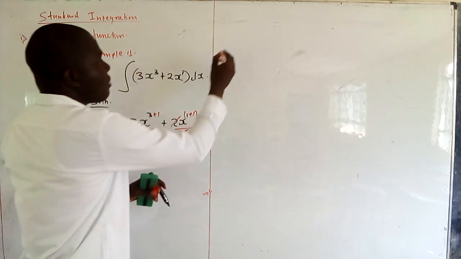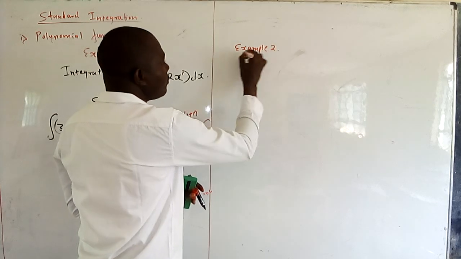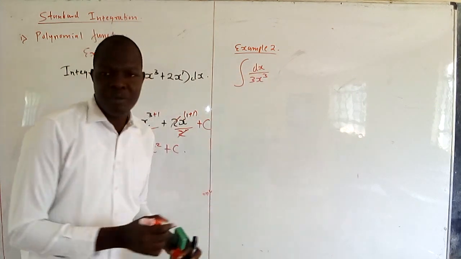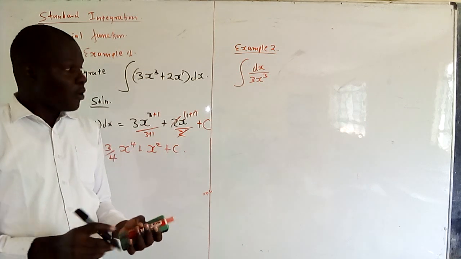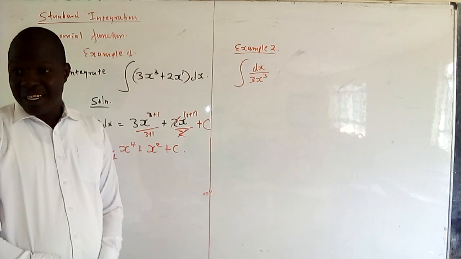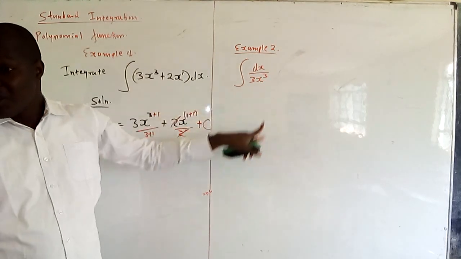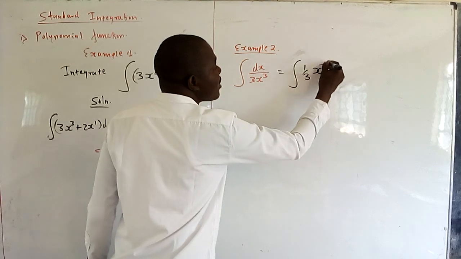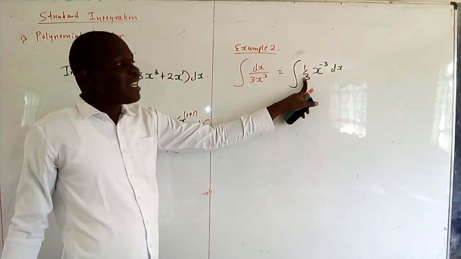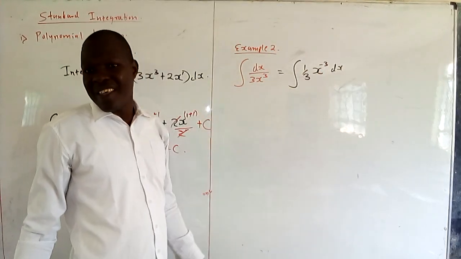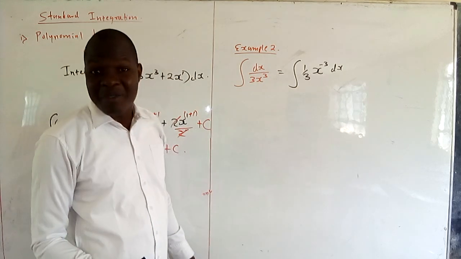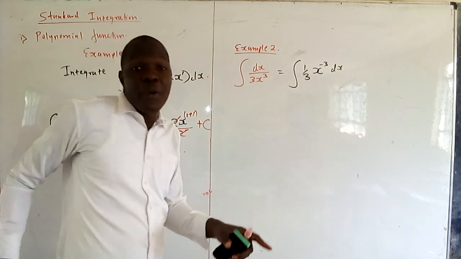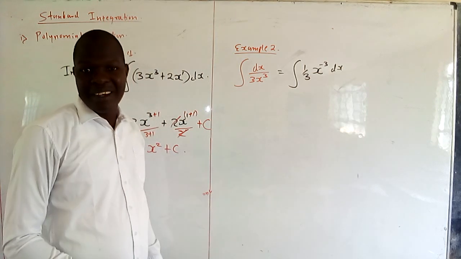Good. So, example 2, if you are told to integrate dx over 3x cubed. Are you seeing such a case? If you look at that, you see it is a polynomial, because the power of x is different from 1. So this is the same as a third, 1 over 3, x raised to -3 dx. You can see a third is the constant, x is the variable, -3 is the exponent. But that -3 is different from -1, so it is integrated in a polynomial way. Are we together?